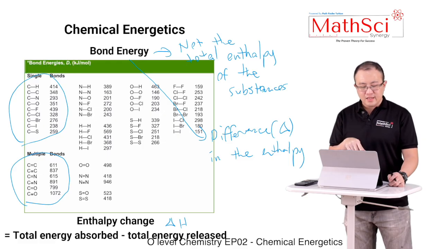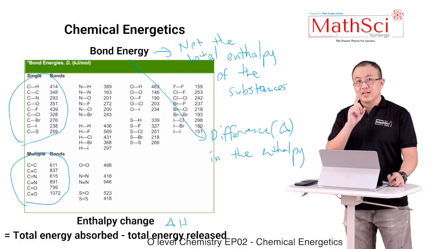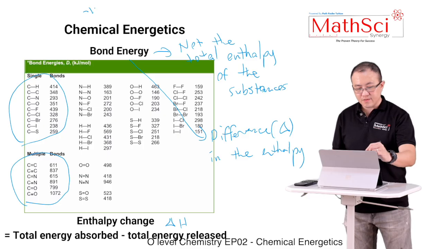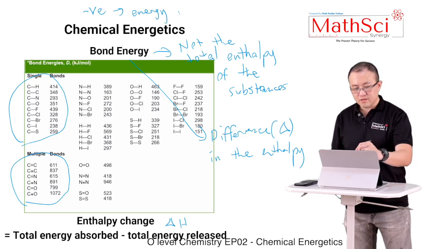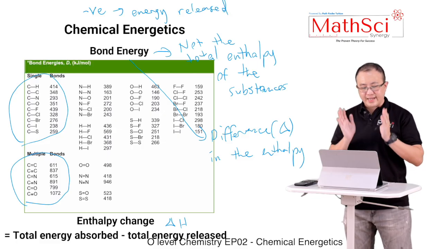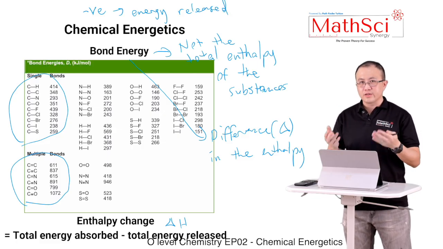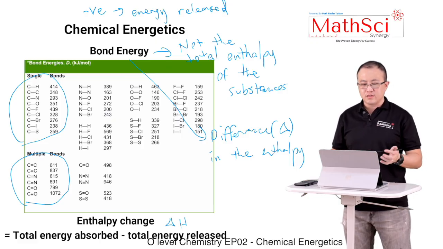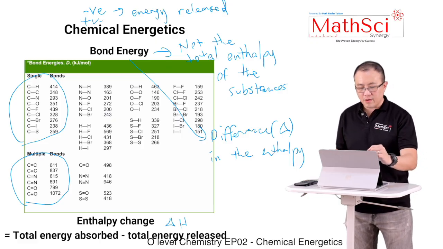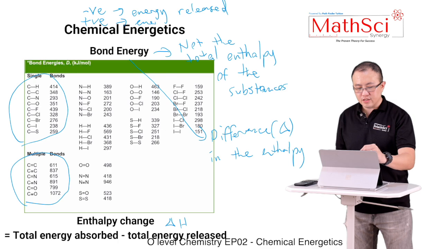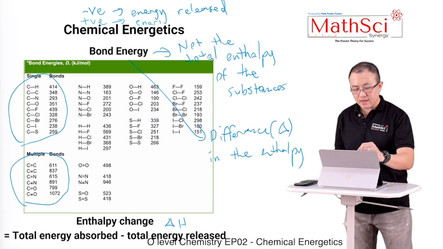Because from here, if I get a negative, a negative here actually means energy release. Because I can only get a negative when I release more than I absorb based on my calculation. Then from here, positive is energy absorbed.